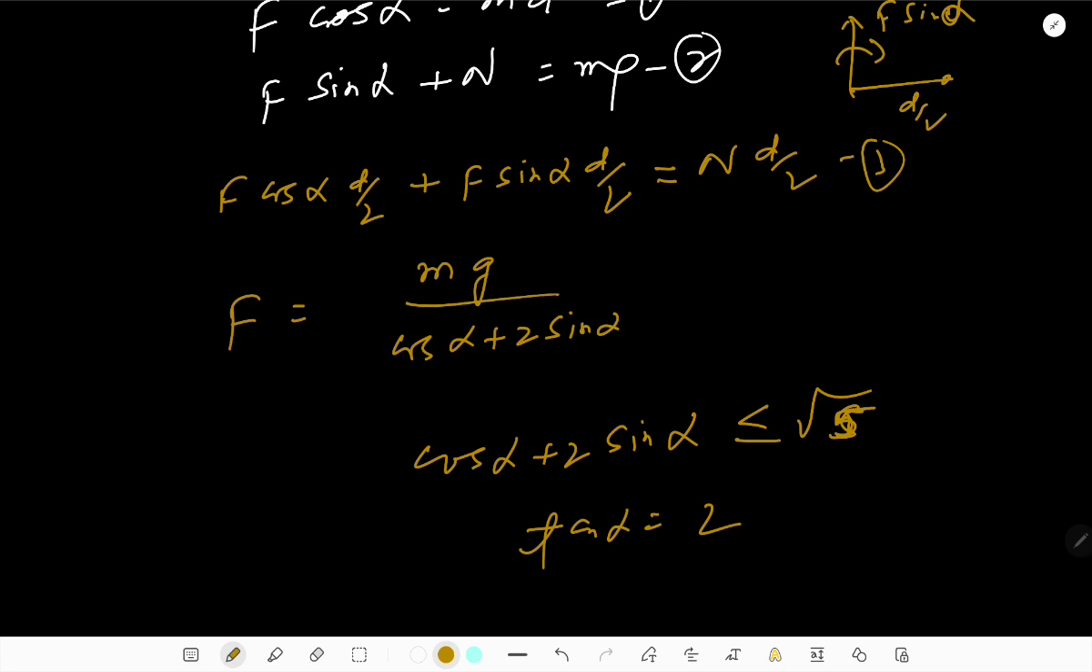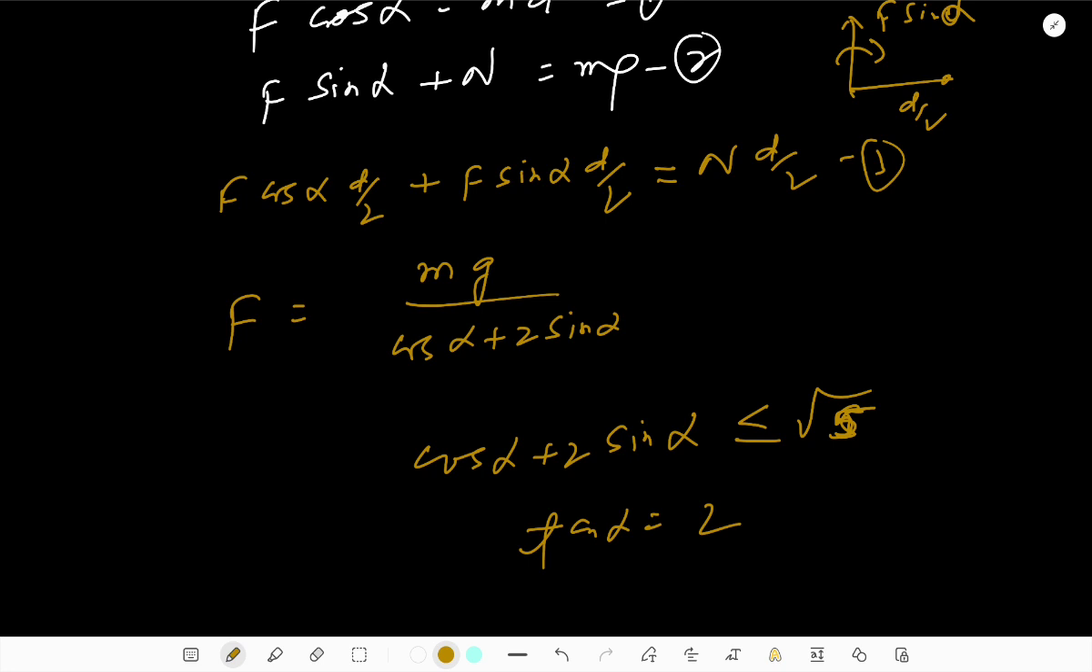And put these values in: the maximum value of cos alpha plus 2 sin alpha is root 5. You can put here root 5, and get your result. I hope the question must have given the answer in terms of its mass, but if it is not given, still I can answer it, that the ice cube can therefore be overturned with 1 by root 5 of its weight. That means about 45% of it, and that is the answer.